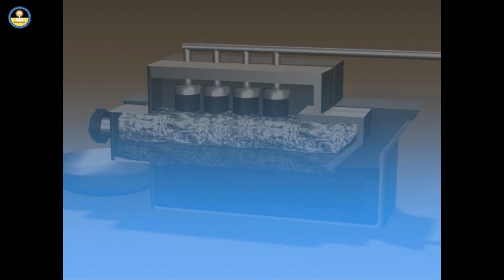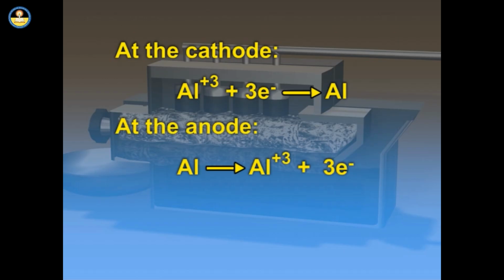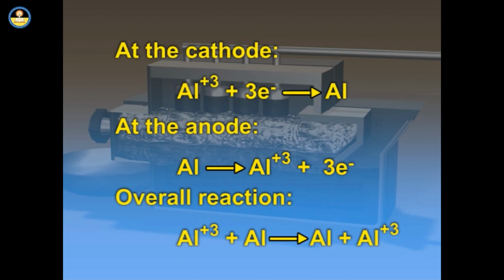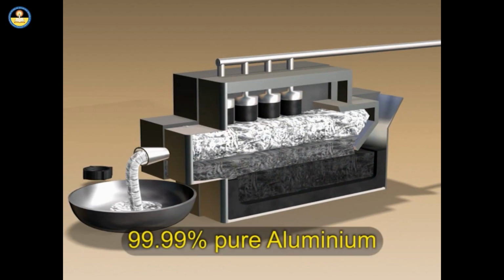During electrolysis, Al3+ ions from the middle layer migrate to the upper layer, where they are reduced to aluminium by gaining 3 electrons. An equal number of Al3+ ions are produced in the lower layer. These ions migrate to the middle layer. Pure aluminium is tapped off from time to time. Hoope's method gives 99.99% pure aluminium.